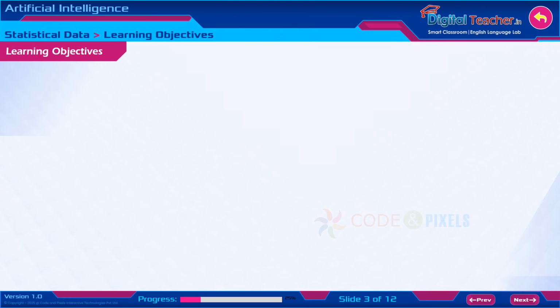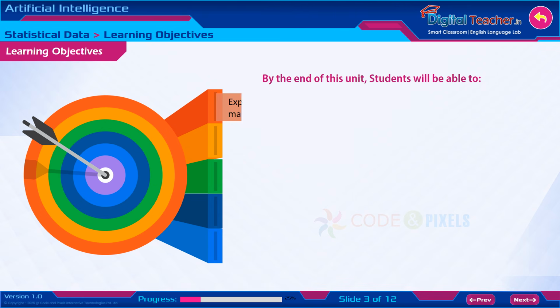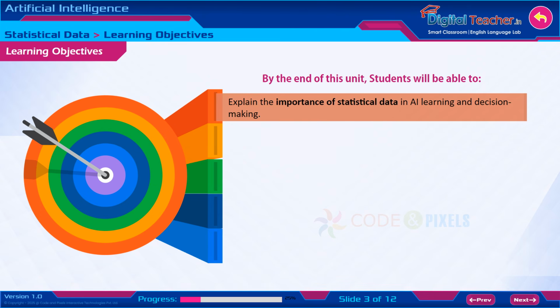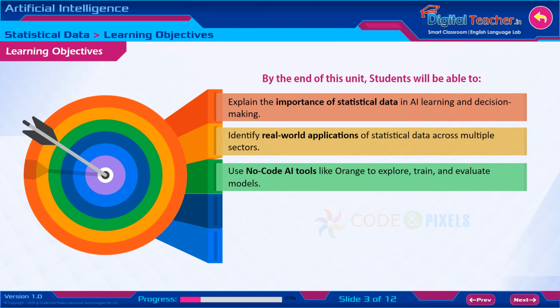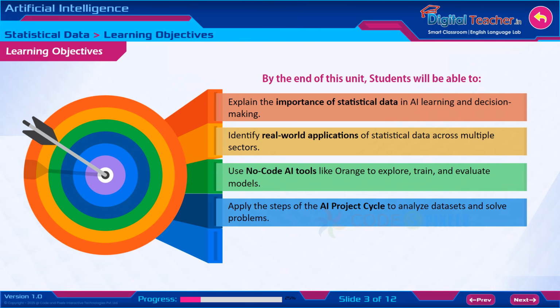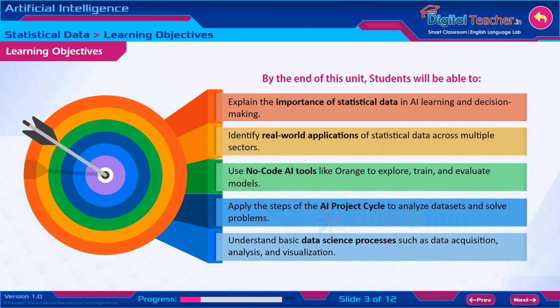Learning objectives. By the end of this unit, you will be able to explain the importance of statistical data in AI learning and decision-making. Identify real-world applications of statistical data across multiple sectors. Use no-code AI tools like Orange to explore, train, and evaluate models. Apply the steps of the AI project cycle to analyze datasets and solve problems. Understand basic data science processes such as data acquisition, analysis, and visualization.